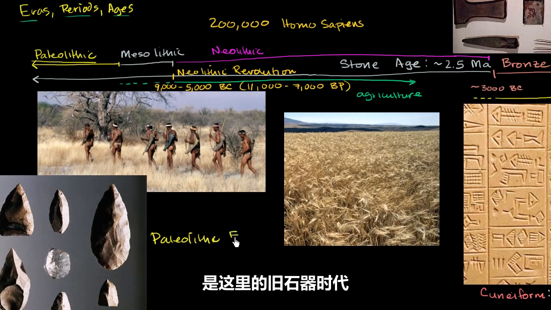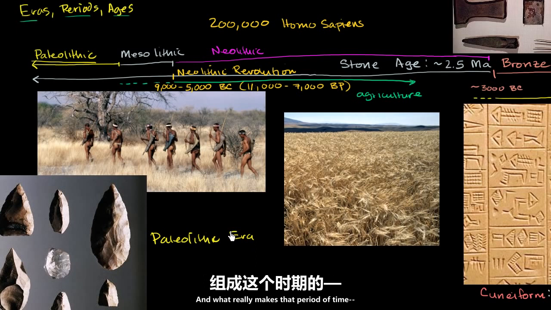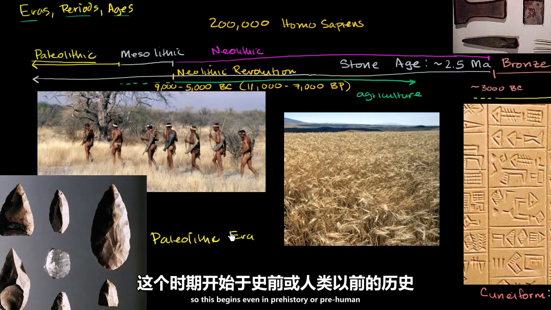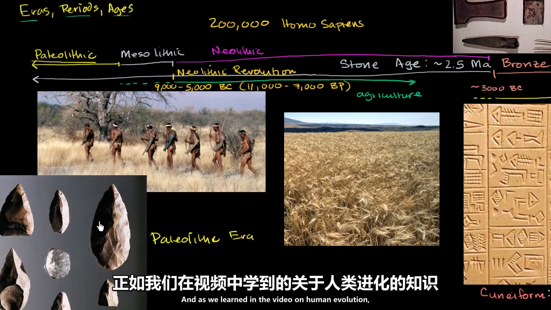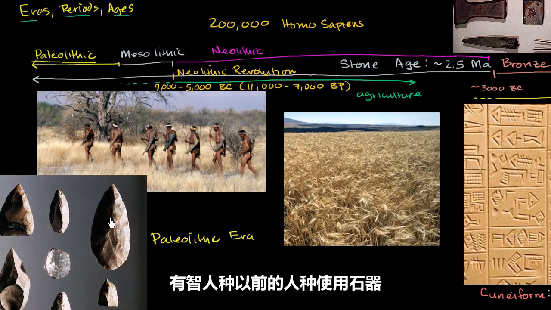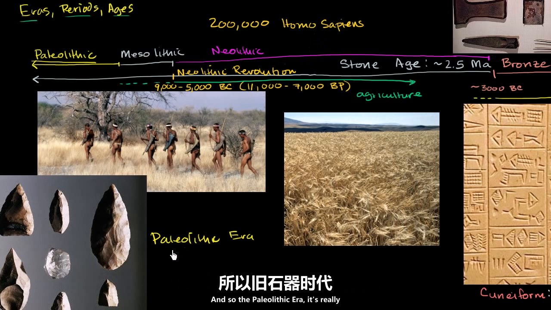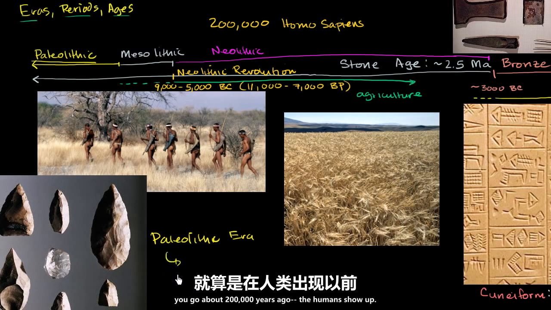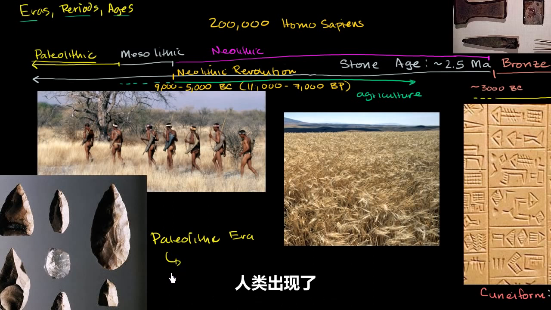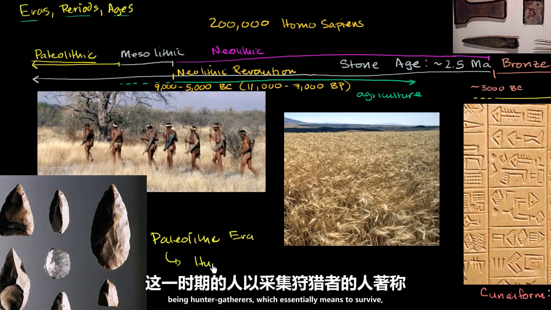Paleolithic era. And what really makes that period of time, so this begins even in prehistory or pre-human history. So before Homo sapiens even existed, you have the beginning of the Paleolithic era that really began with the development of stone tools. And as we learned in the video on human evolution, there were pre-Homo sapiens species that were using stone tools. And so the Paleolithic era is really signified by, one, the stone tools, but even more that either the pre-humans, or once you go about 200,000 years ago, the humans show up. It's kind of distinguished by humans being hunter-gatherers.